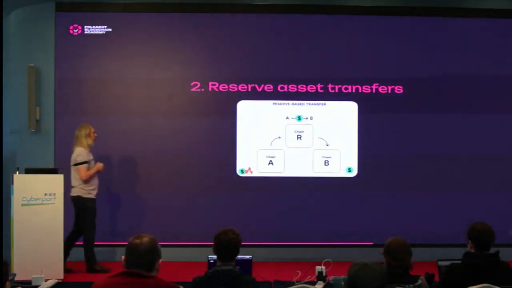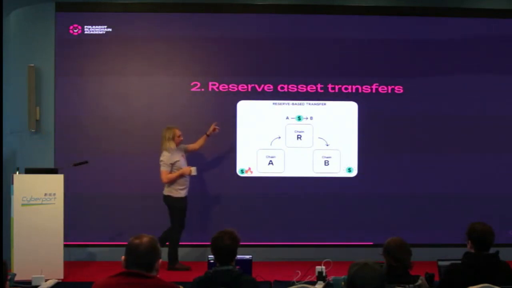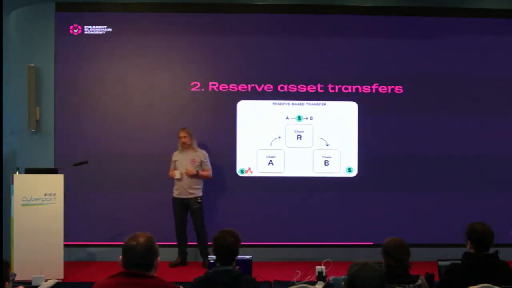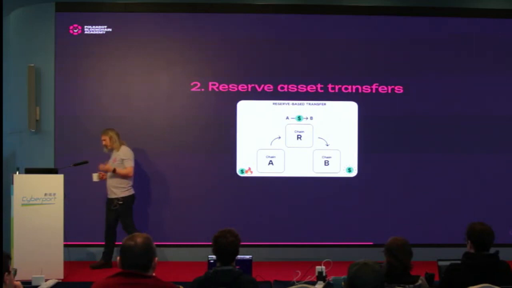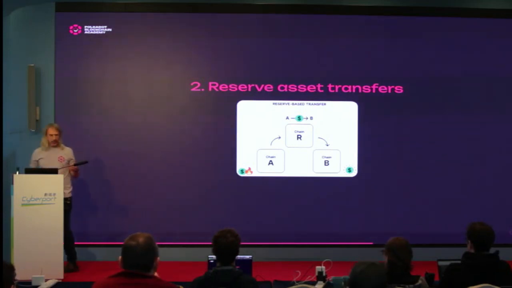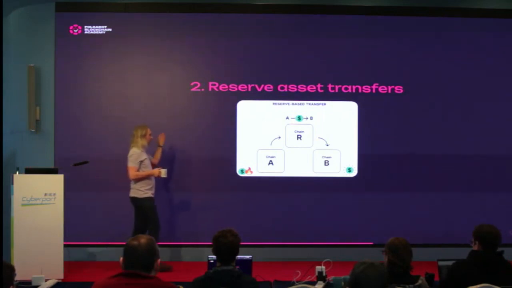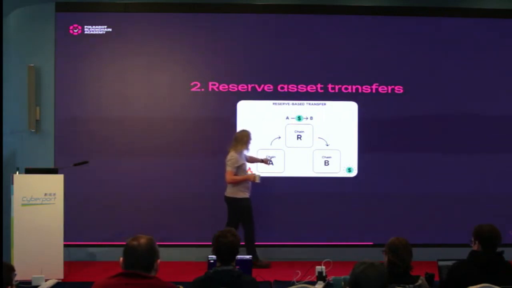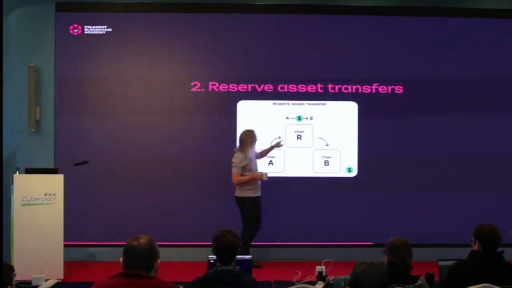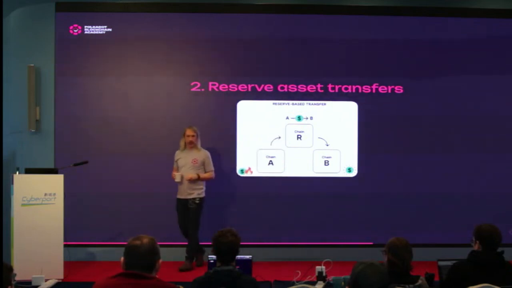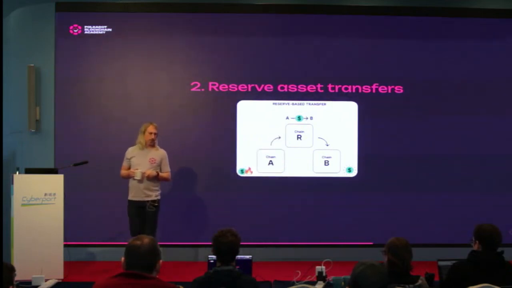Rather, we have to rely in these cases on reserve asset transfers. Reserve asset transfers assert that there is a single trusted third-party chain that these two chains can agree on as being a sort of issuing chain, right?